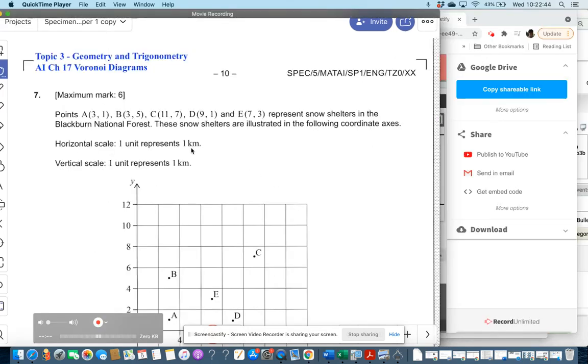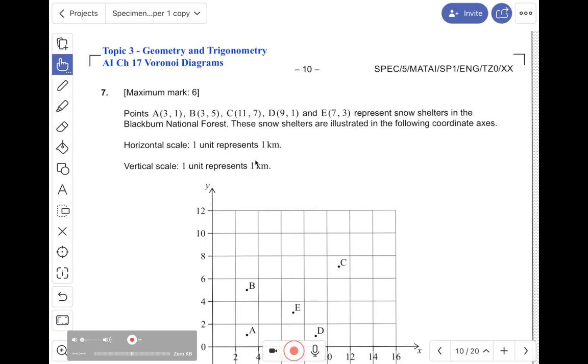Question 7 on topic 3, Voronoi diagrams, the last chapter in the book. All right. This is going to be on the exam. I mean, it's a new topic. Never had it before in studies or SL. So be ready to do it.